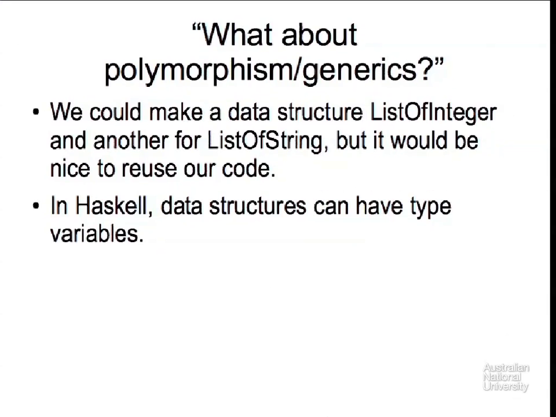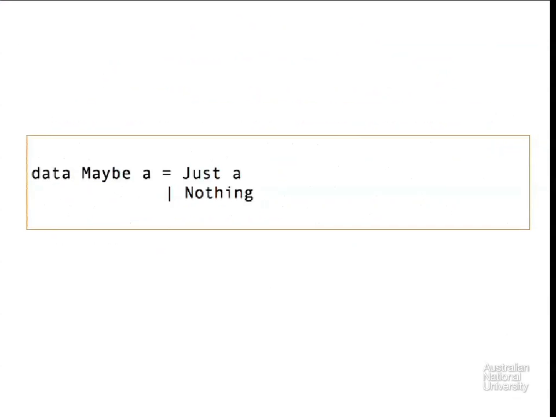So in Haskell, you can have data structures with type variables. A really common one that I think is a really cool thing that people who don't know Haskell should be aware of is the maybe type. So for instance, an instantiation of this would be maybe int. So a maybe int is either just an int or it's nothing.